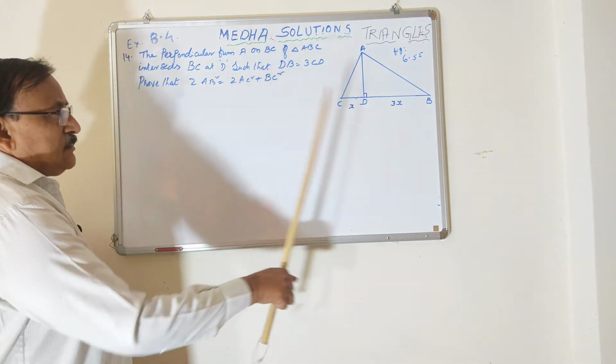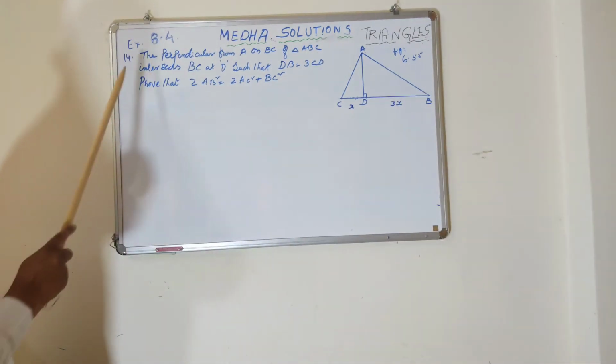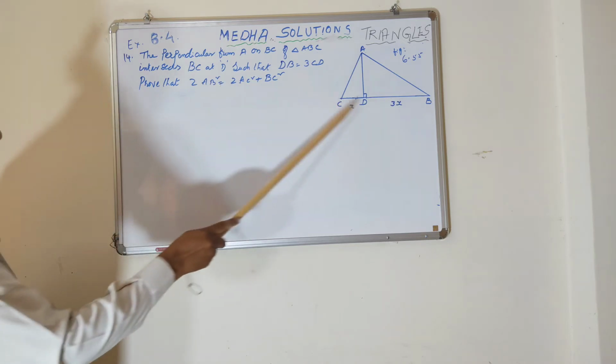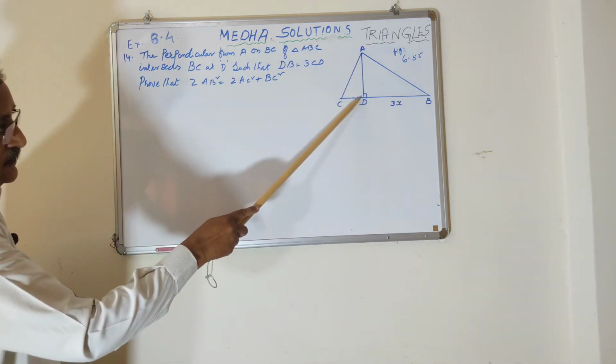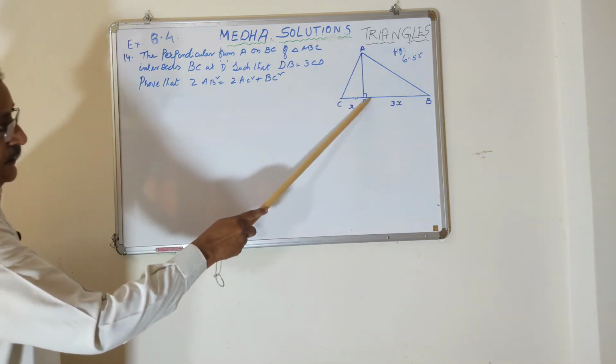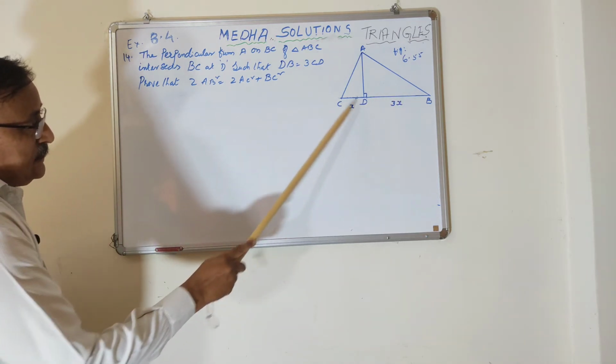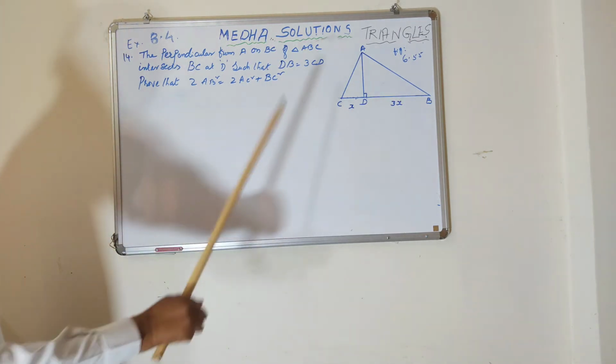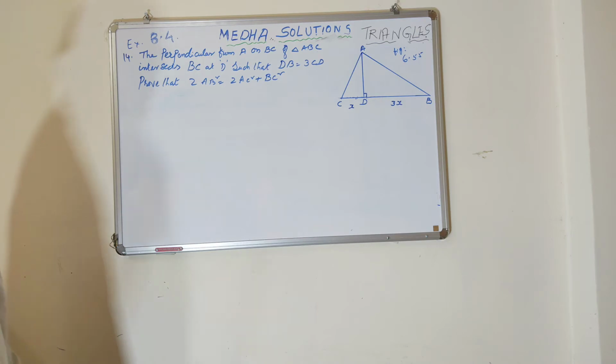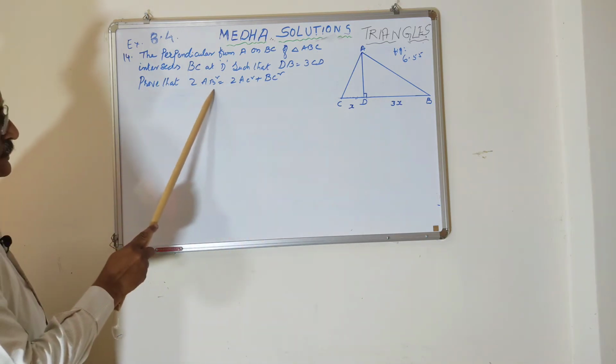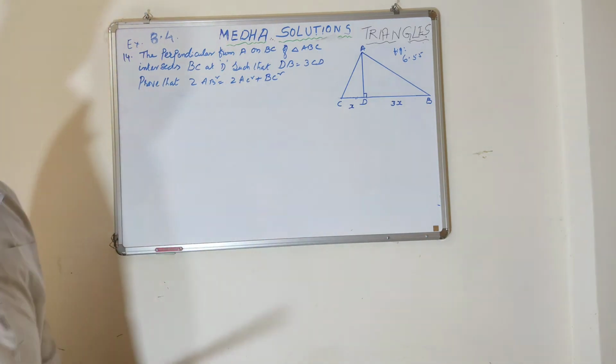It is just a normal triangle and intersects BC at D. Here this line intersects at D, such that DB is equal to 3CD. The CD part is small, the DB part is big. Now we have to prove that 2AB square is equal to 2AC square plus BC square.